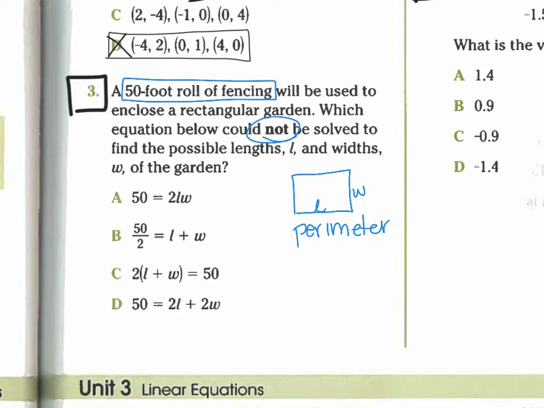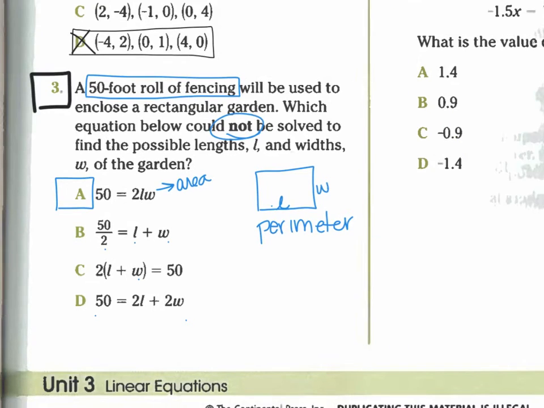So do we want 2 times L times W? This is actually showing area. This is length plus the width, but then they divided it by 2, which would make sense. This is correct. 2 times L plus W is equal to 50, and 2L plus 2W is also correct. So A is the one that's not correct because it's talking about area.